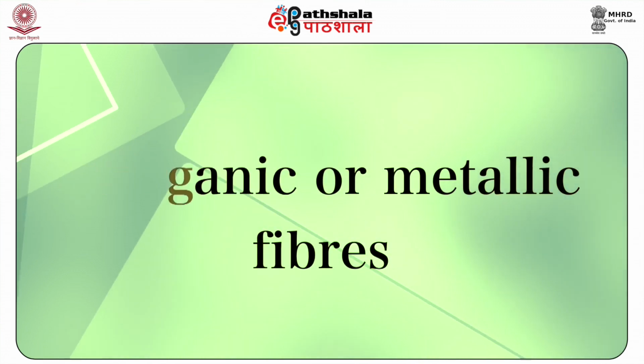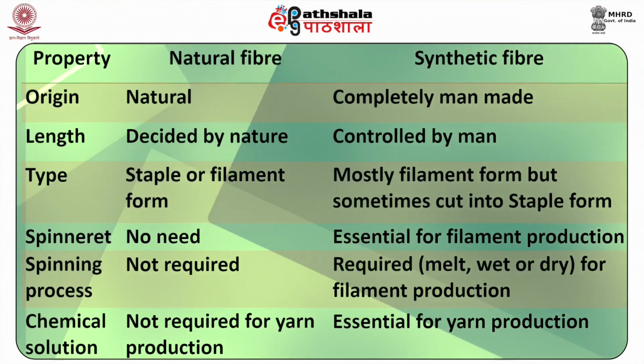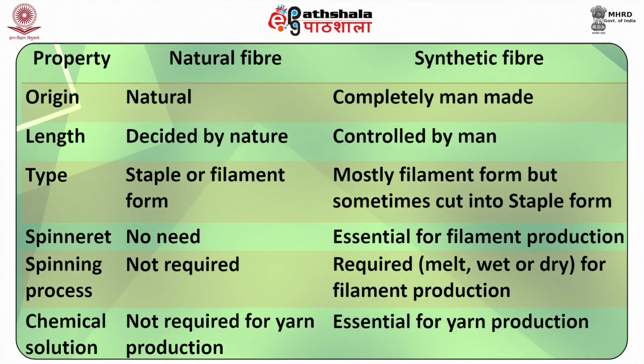Inorganic or metallic fibers. These are fibers produced from materials that are present in the Earth's crust and that are inorganic rather than polymeric in nature. Examples that are currently being used or considered as sources of fiber are glass, metals, carbon, asbestos and ceramics. The comparison of natural and synthetic fibers is summarized in the following table.